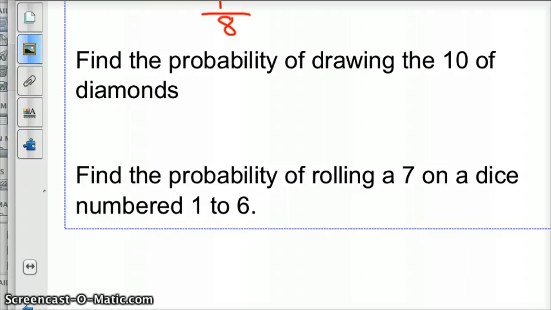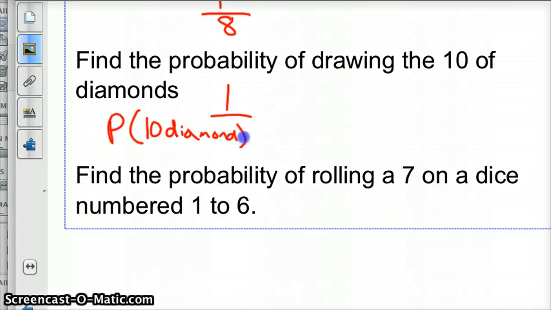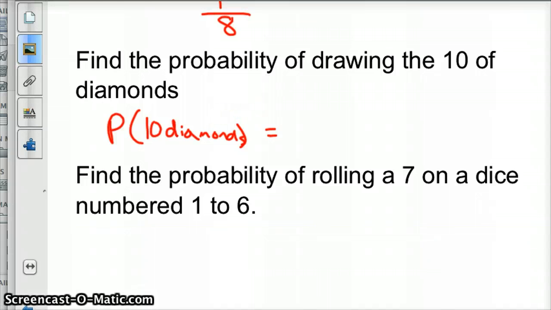Find the probability of drawing the 10 of diamonds. Well, there is only 1 10 of diamonds. It might look something like this: 10 diamonds. Okay, and there's only 1 10 of diamonds in a deck out of, not 10, out of 52 cards in a deck. And so your probability is 1/52.